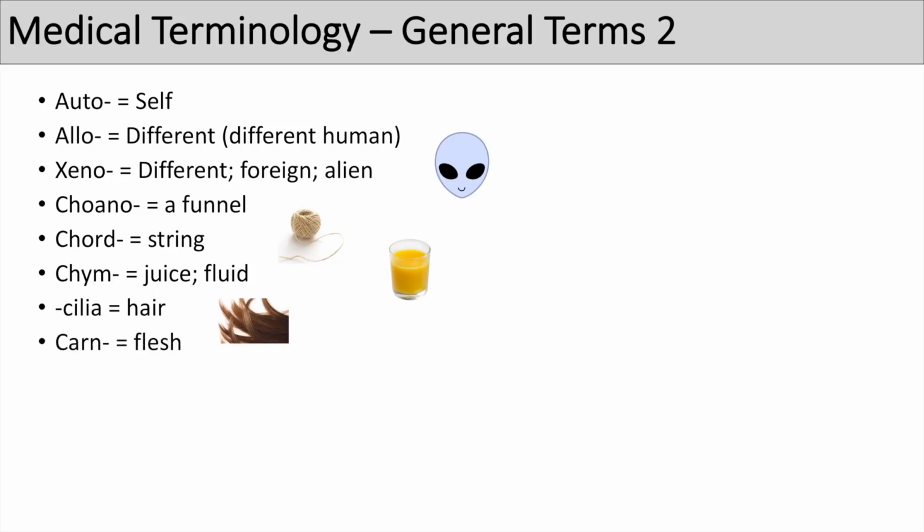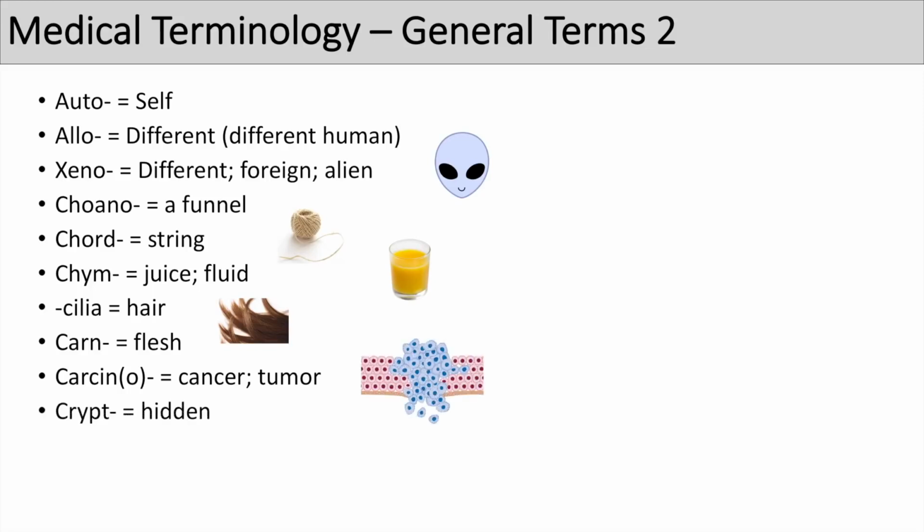The next one is carn. This prefix carn means flesh, so you can think of carnal. The next prefix is carcin or carcino. This means cancer or tumor. So you can think of the word carcinogenic, or something that is cancer producing or cancer causing. The next one is crypt, which means hidden. So you might have heard of cryptorchidism.